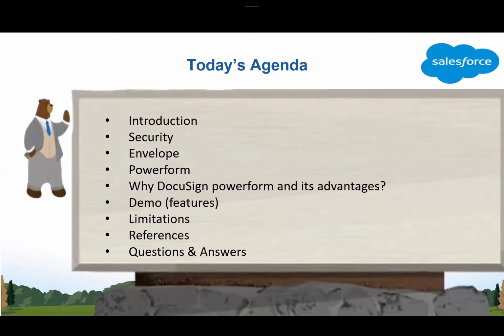And today's agenda will be a quick introduction about DocuSign, followed by security. In DocuSign, they provide default security features. And then I'll be showing you what an envelope is, followed by PowerForm. Then I'll let you know what a DocuSign PowerForm is and its advantages. And then there will be a demo part. In that, I'll be covering the core concepts of the DocuSign PowerForm.